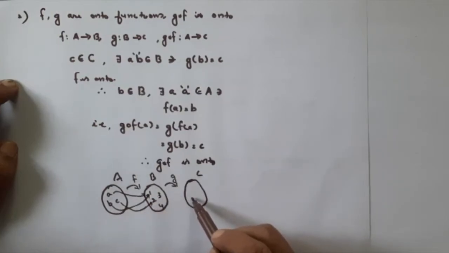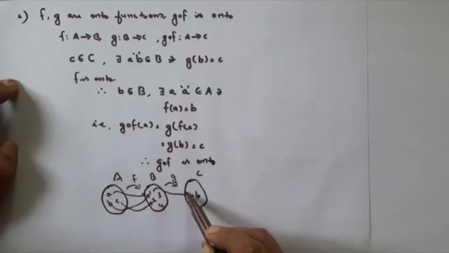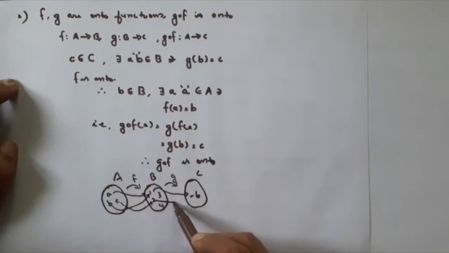Suppose capital C is a singleton set which contains only one element. Let it be that element 4. And all the elements of capital B are associated to this single element 4 by this function g. In this case, g dot f is onto. No problem.